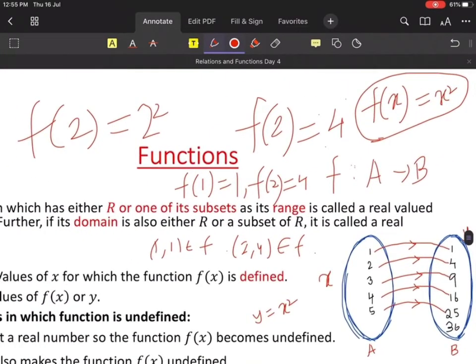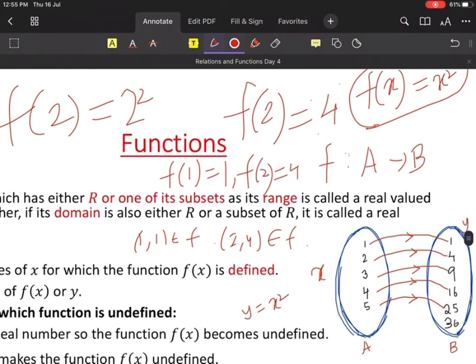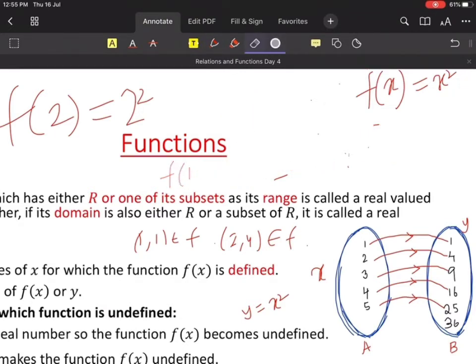Acha, now who can tell me what is f of 6 in here? For this function, what is f of 6 equal to? Now is the most interesting part. Who can tell me the answer? For this function I am asking, what is f of 6 equal to? 36. It's wrong. It's 100% wrong.